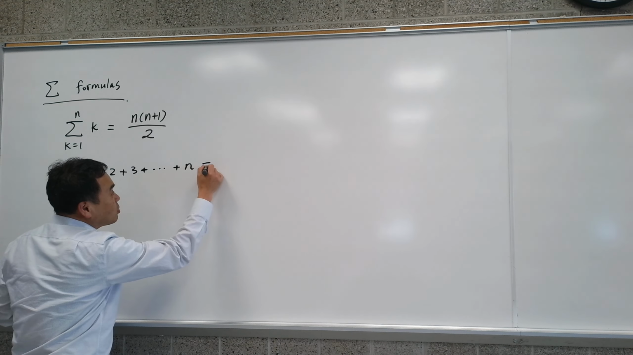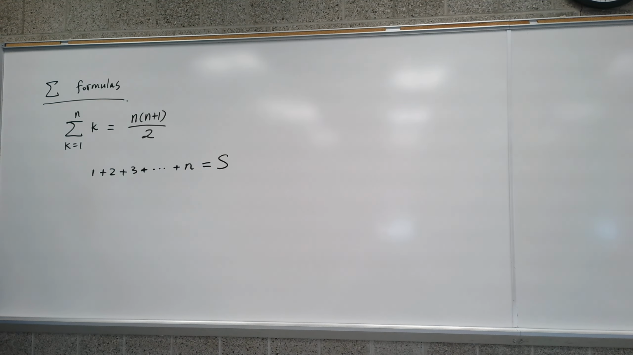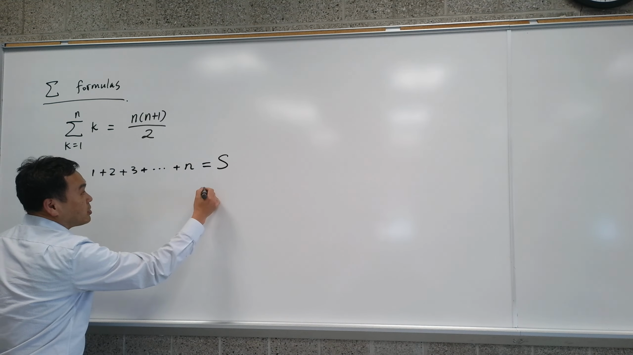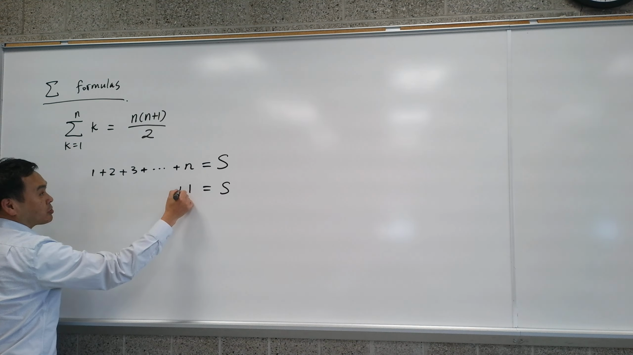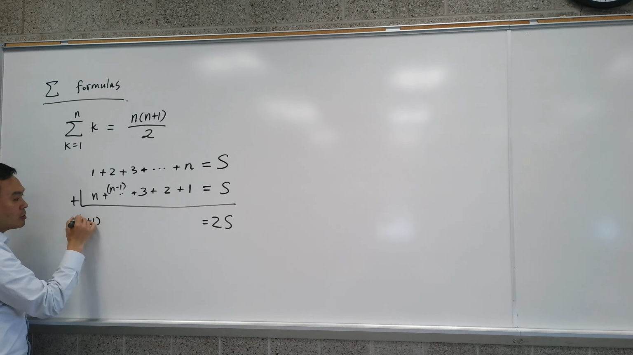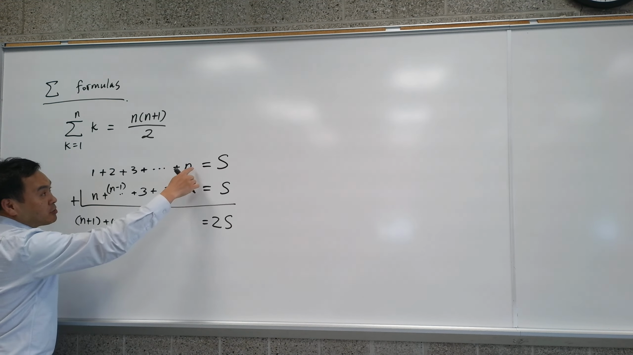Now, let's call this s, okay? And what we're going to do is write s again, but we're going to write it backwards. 1 plus 2 plus 3, and so on, up to n. Okay? And then if we add both sides, we're going to get 2s. And then you get n plus 1. The one before n will be n minus 1, right? So n minus 1 plus 2 will again be n plus 1. So you have n plus 1, another n plus 1, and even here you get n plus 1.